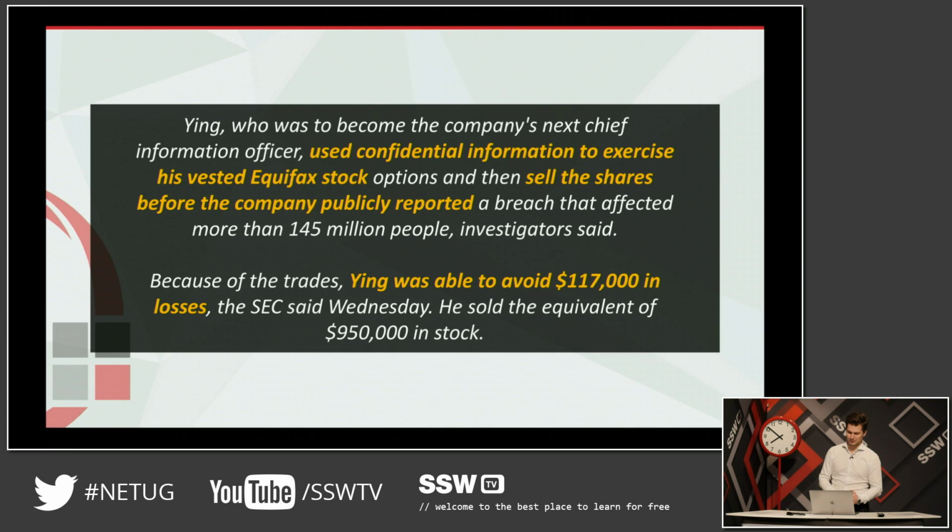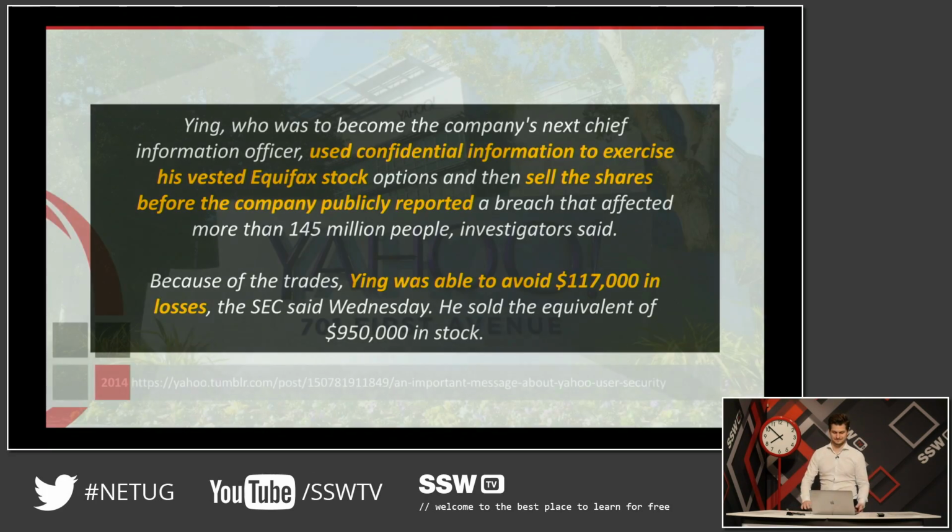But here's the interesting thing: the guy who was about to become the new CIO at the time used the confidential information to exercise his vested Equifax stocks, and he sold the shares just before they publicly reported the whole thing. So he saved 120K because of that. Well, poor guy, he thought he would save it, but he got prosecuted afterwards. It's really interesting what people do when these things happen. What happened to him? I just briefly read the story. It didn't go into much detail, but yes, he was prosecuted.